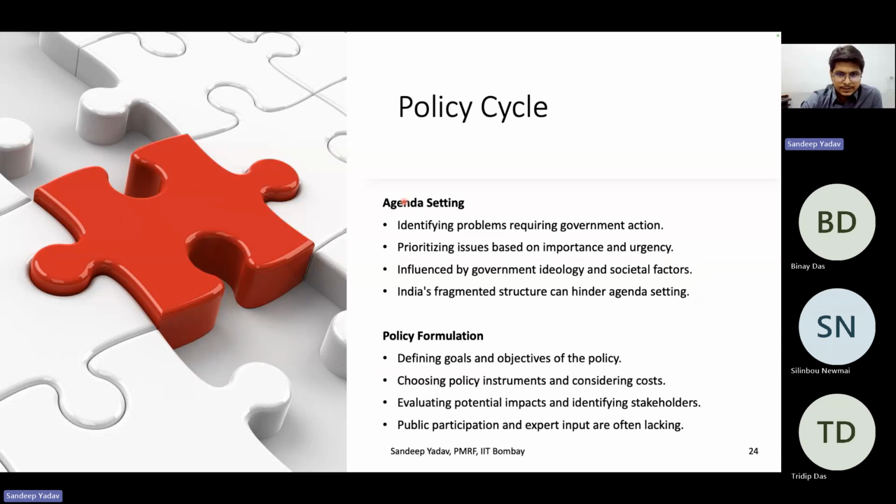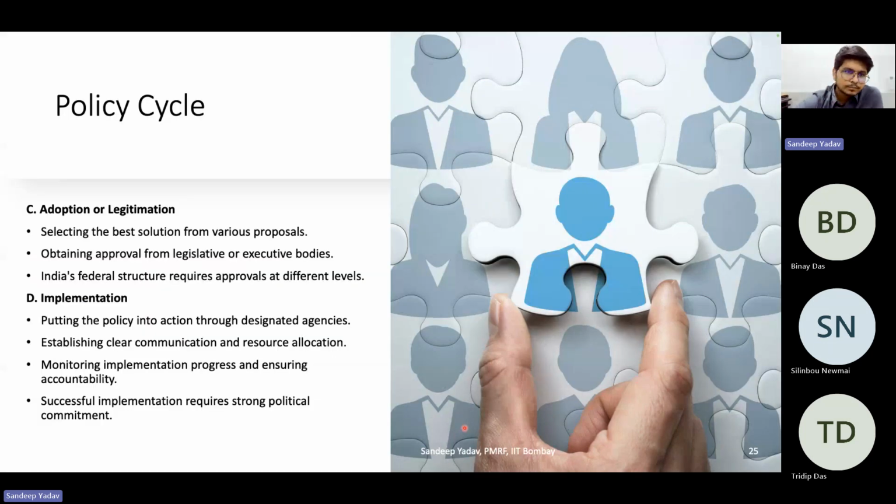The policy cycle starts from agenda setting. So identify the problems, prioritize the issues, then it's formulated. It's defining our goals and objectives of the policy, choosing the policy instrument, evaluating the policy impacts, and public participation. Then the third thing is the adoption. Adoption is the selection of the best solution from the various proposals, obtaining approval from the legislative body like the Lok Sabha or the Rajya Sabha. Then it comes to the implementation part. Implementation starts with putting the policy into action through designated agencies, establishing clear communication and resource allocation, and successful implementation requires strong political commitment.